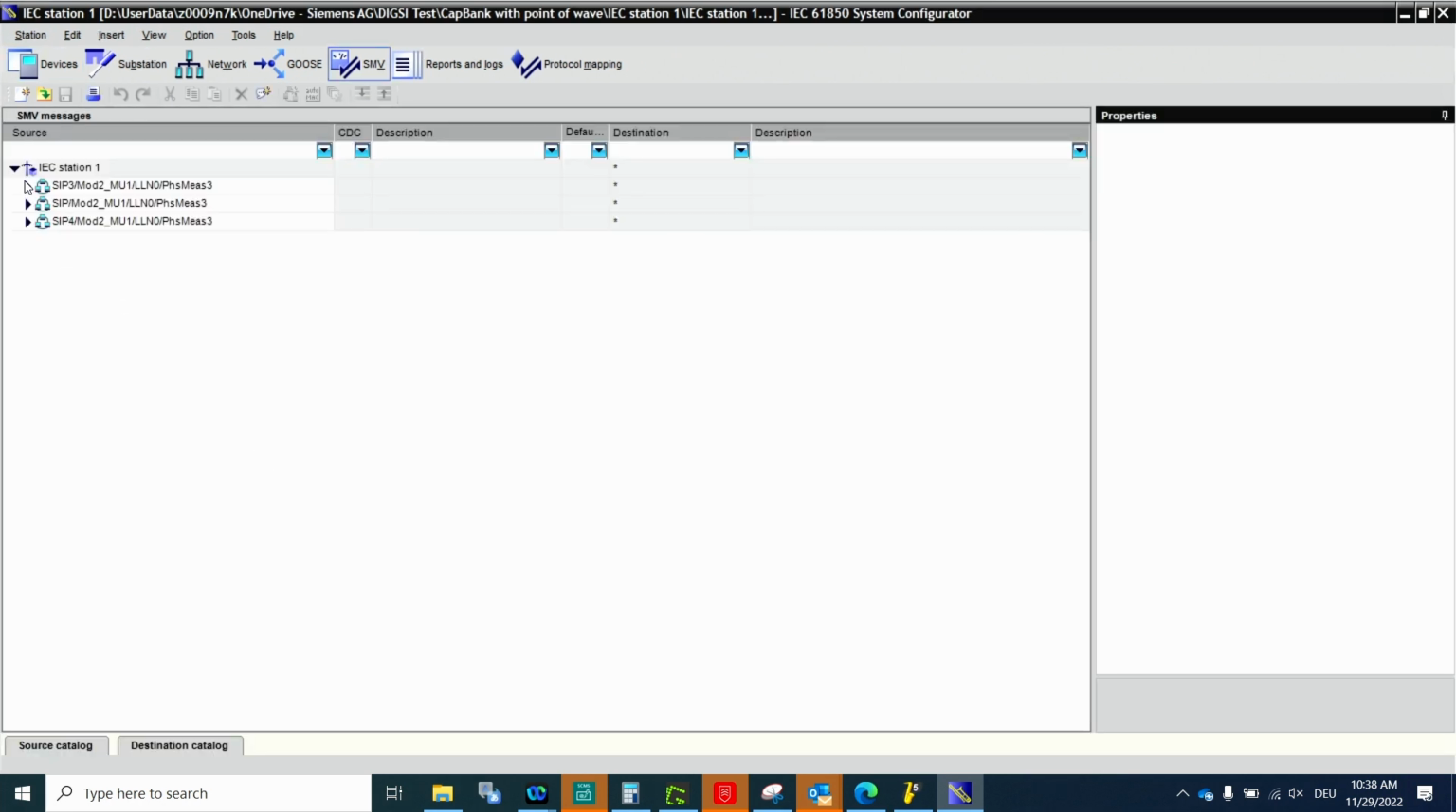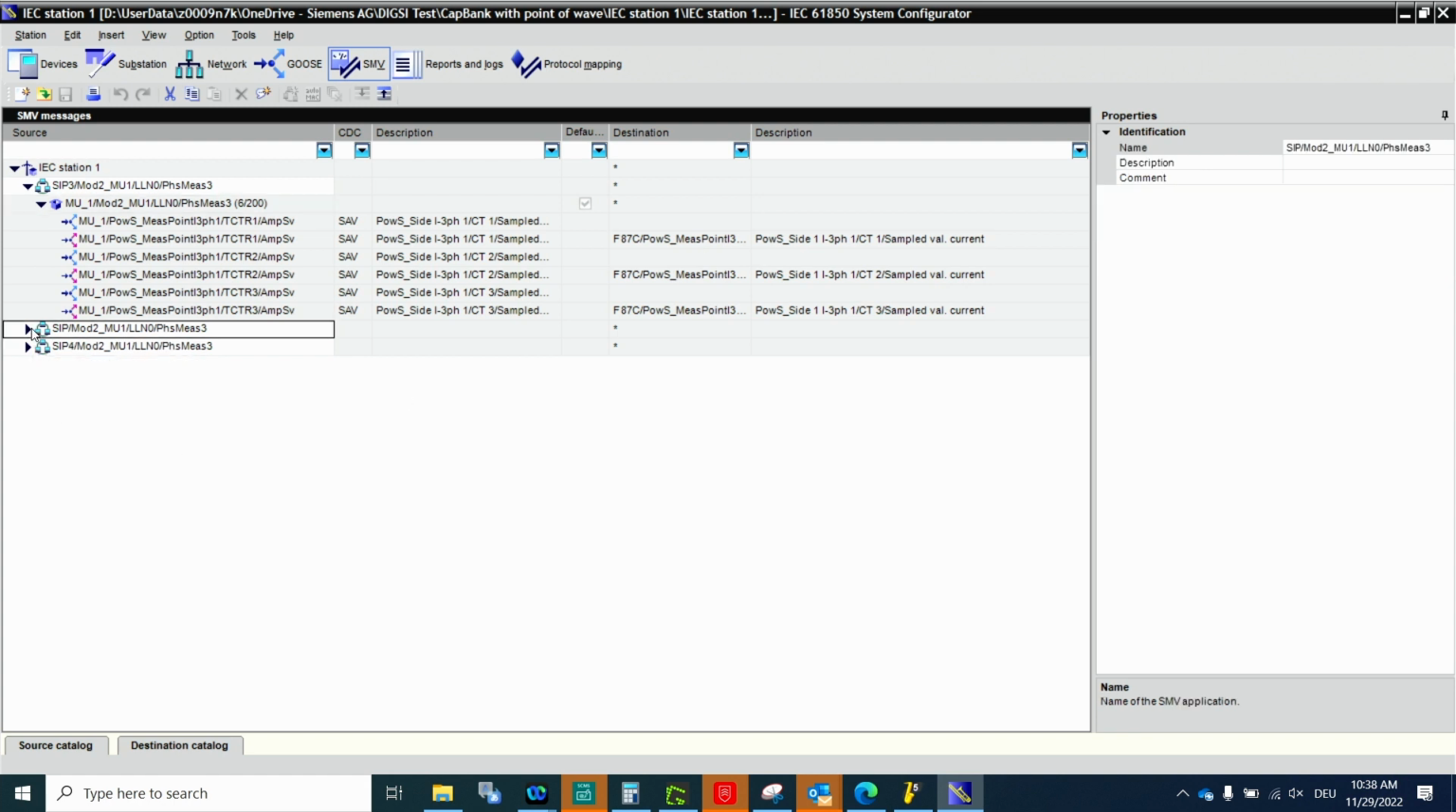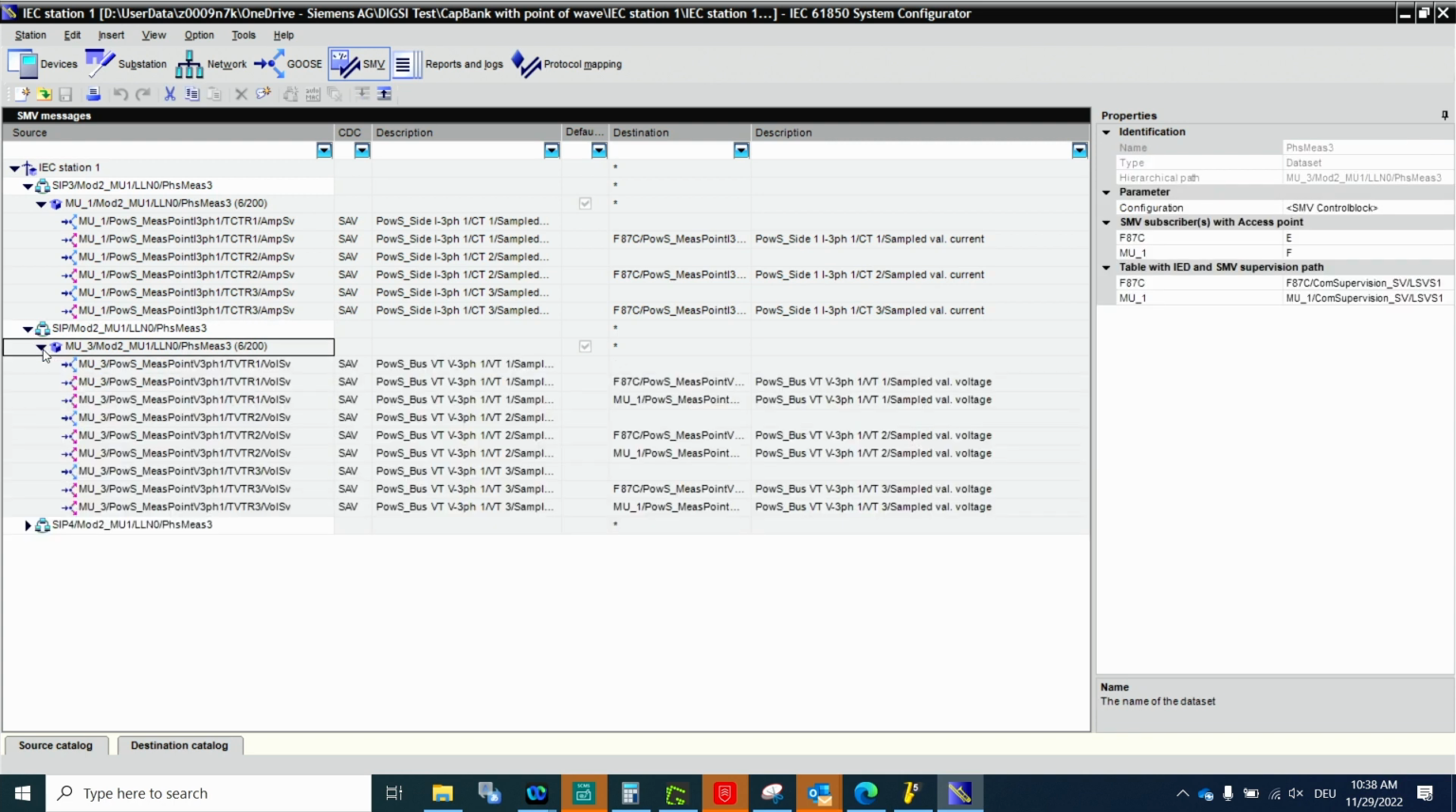In the tab for sample measured values, the assignment of the sample values can be seen. The current from side 1, in merging unit 1 with IEC name SIP3, relates to the relay F87C that is for the capacitor bank. From merging unit 3, with IEC name SIP, the voltage is connected to the merging unit 1 and to the relay F87C. It shows the capability of the merging unit as client also.